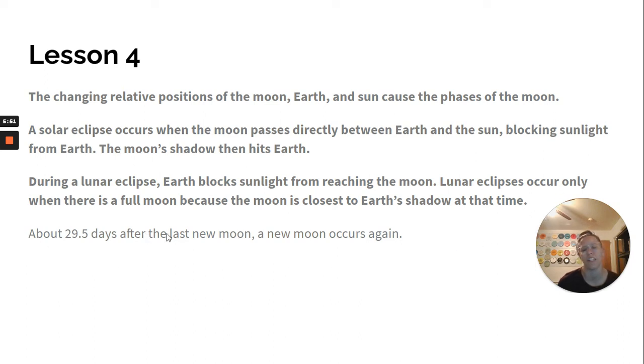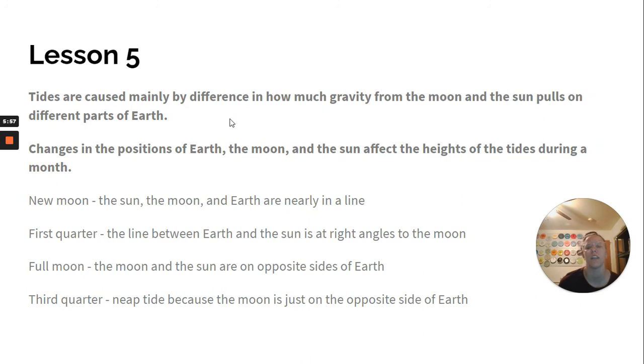About 29.5 days after the last new moon, a new moon occurs. Lesson 5, tides are caused mainly by difference in how much gravity from the moon and the sun pulls on different parts of Earth. Changes in the positions of Earth, the moon, and the sun affect the heights of the tides during a month. So during a new moon, the sun, the moon, and Earth are nearly in a line.